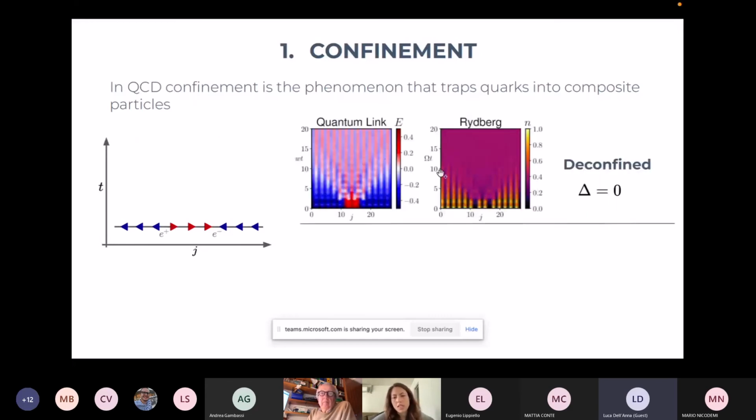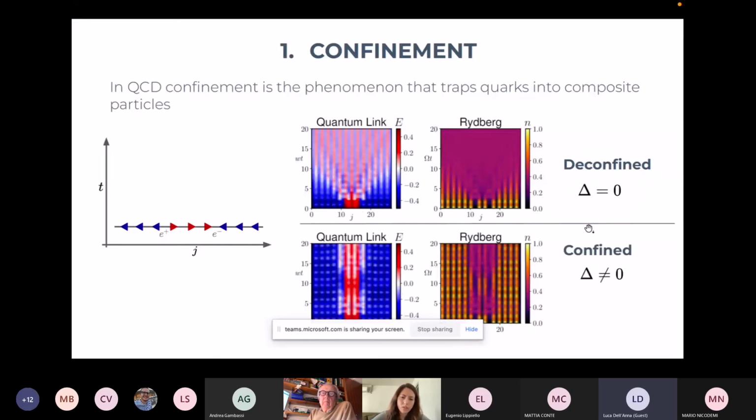And what you will see is that if you're in the deconfined phase, these particles are free to move. Instead, if you're in the confined phase, then the particles cannot move. They will be trapped into composite particles, and they form what are called mesons. So what we see here is actually how these particles are trapped into mesons.